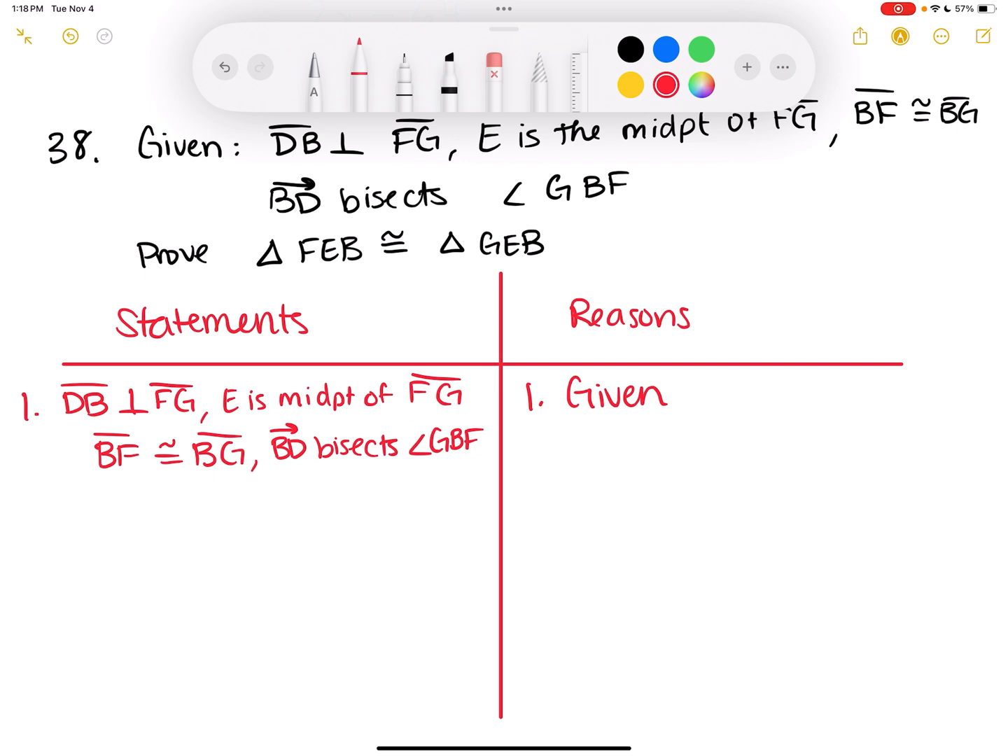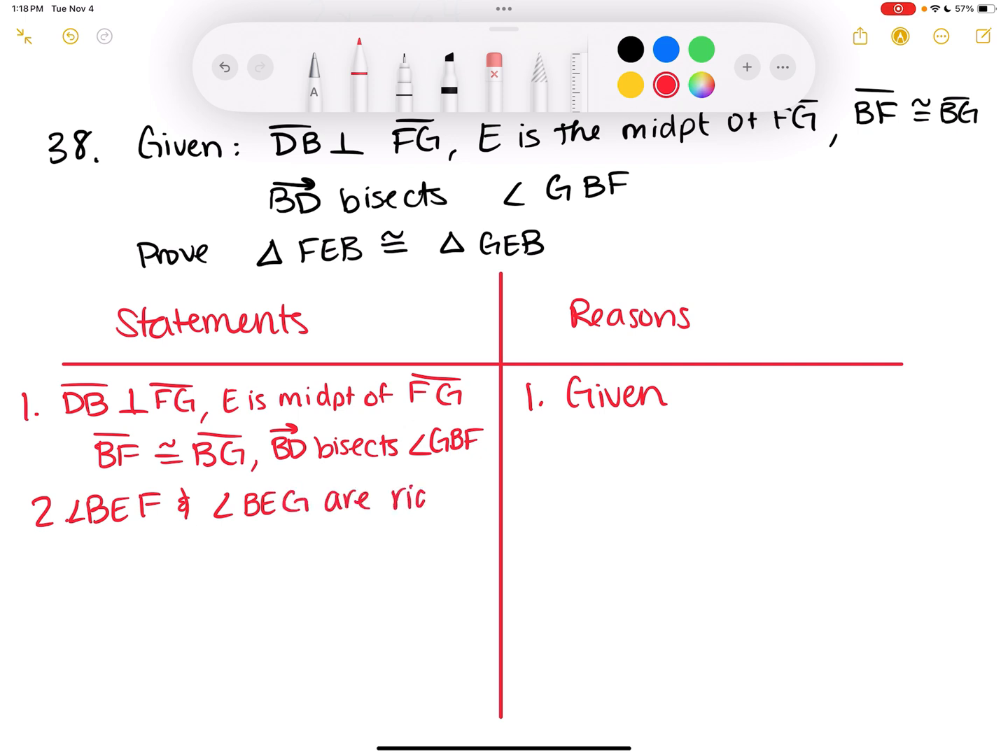Alright, so after I do that, I'm looking at all my information. Ultimately, like I said, I'm trying to prove that I have two congruent triangles here. So I would look at the fact that angle BEF and BEG are both right angles. Does anybody know the reason for that? Yeah, angle BEF and angle BEG are right angles.